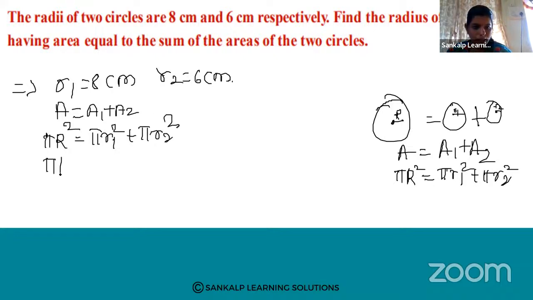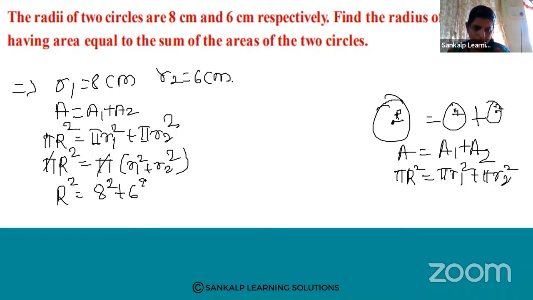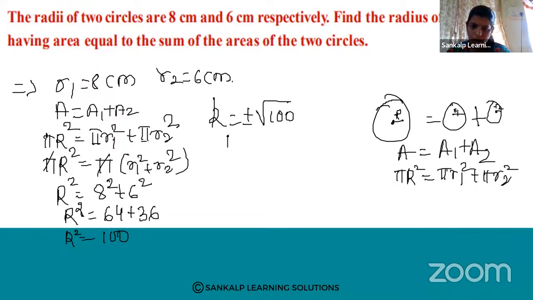Now pi, same question, no difference. Take pi common: R1 square plus R2 square. Pi and pi will get cancelled. R square is equal to R1 square plus R2 square, that is 8 square plus 6 square. So R square is equal to 64 plus 36. Therefore, R square is equal to 100. R is equal to plus or minus square root of 100. So R is equal to 10 centimeter.